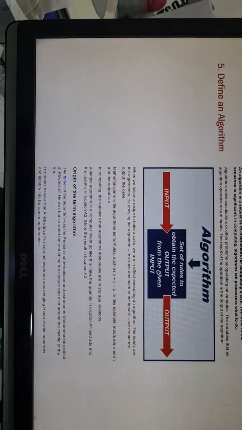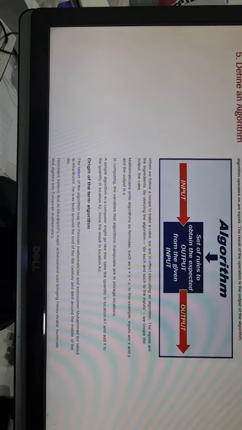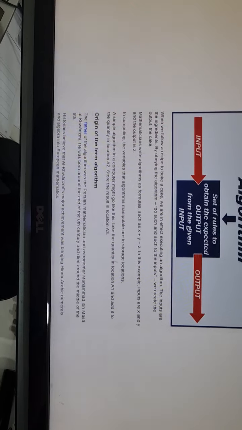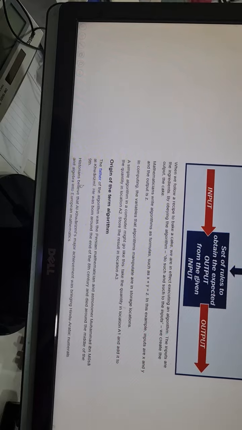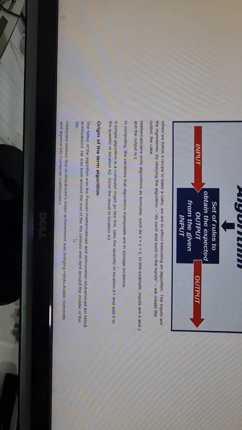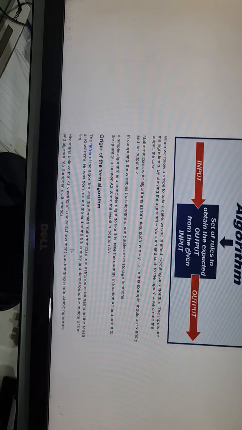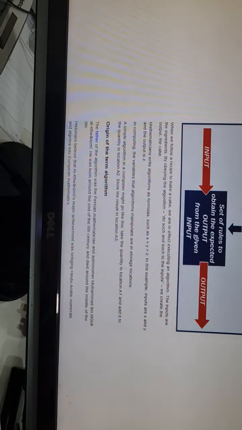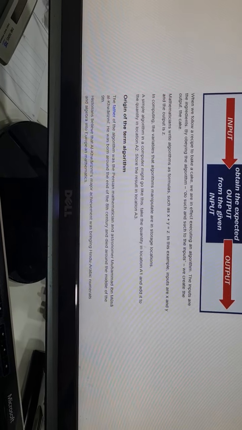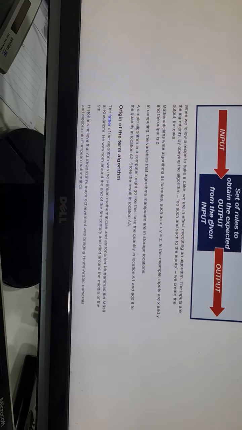The origin of the term algorithm: the father of the algorithm was the Persian mathematician and astronomer Mr. Muhammad ibn Musa al-Khwarizmi. He was born around the end of the 8th century and died around the middle of the 9th century. Historians believe that al-Khwarizmi's major achievement was bringing Hindu-Arabic numerals and algebra into the European market.